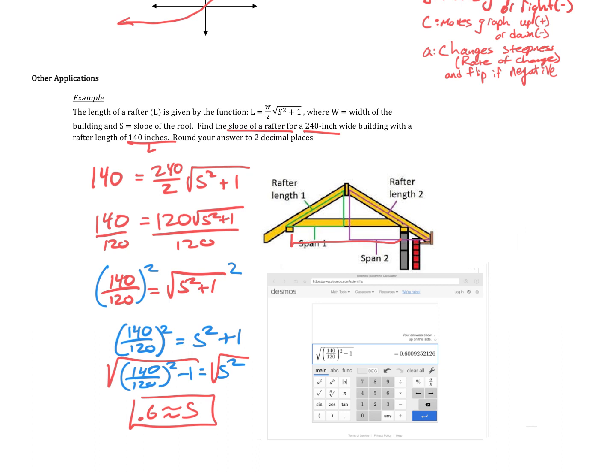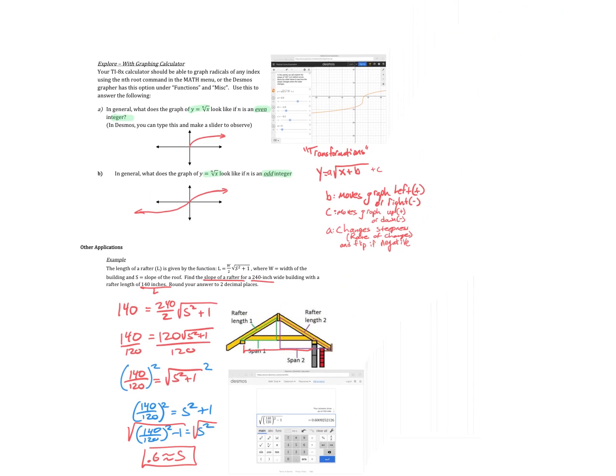All right. So anyways, radical functions can be applied in several different ways. And they do show up in things like pendulums and things dealing with right triangles and stuff like that. So, all right. So those are how we graph and apply some radical functions.